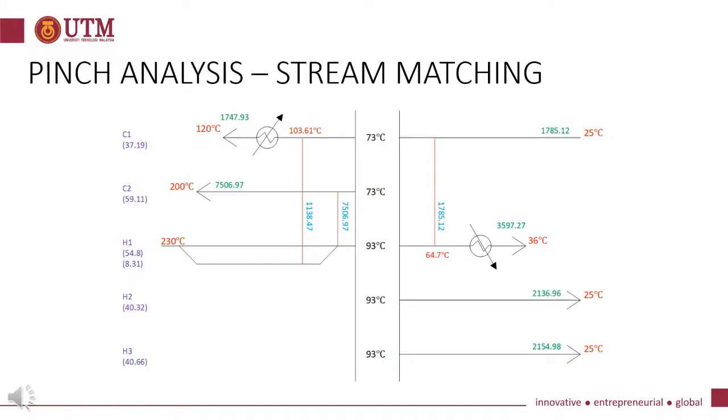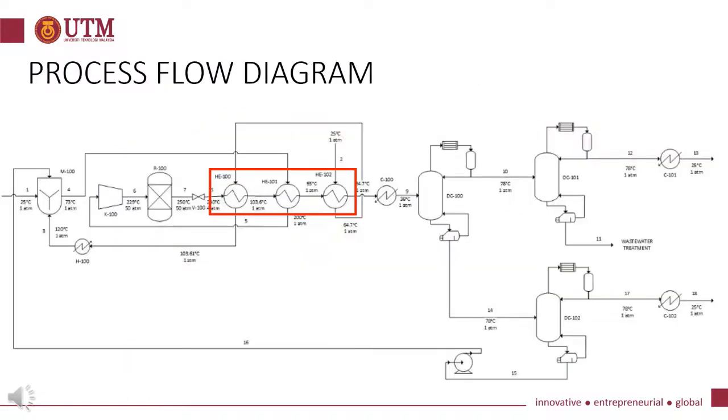While on the left side, the rule is CH must be greater than CC, but there is no stream that obeys the rule. So we are splitting H1 to match it with C1 and C2. All the energy transferred between those streams is labeled in blue. So based on the stream matching, we have 3 lines connecting the streams, which means we are going to have 3 heat exchangers. So this is the new process flow diagram. We have added 3 heat exchangers into the process flow.